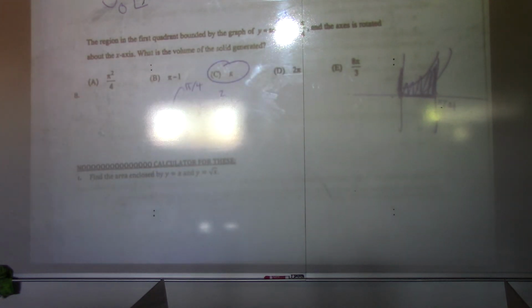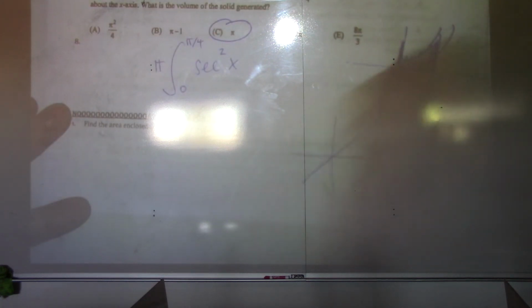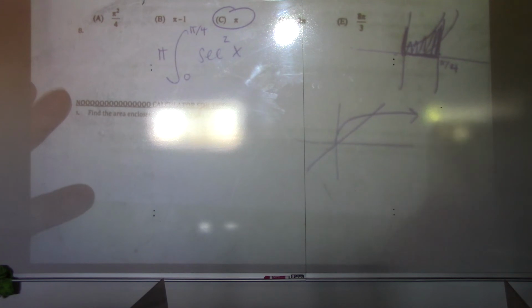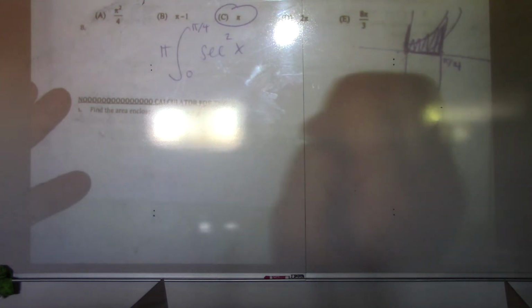Alright, now we're in the no calculator section. Area enclosed, so y equals x looks like this. Square root looks like this. This is square root of x. This is y equals x. So they intersect. Hopefully you know at 1. You can set them equal, but it's going to be at 1 and 0.